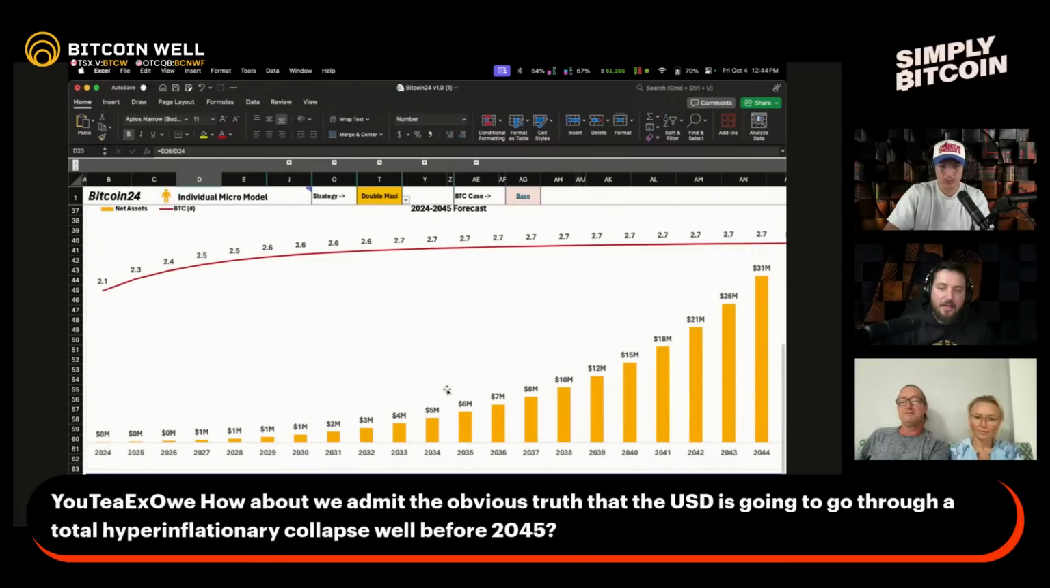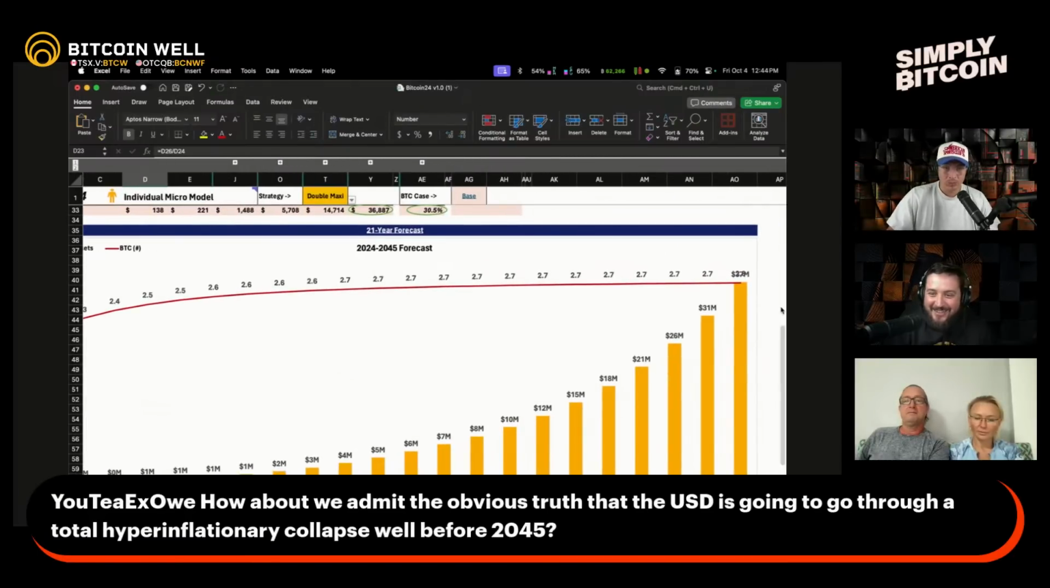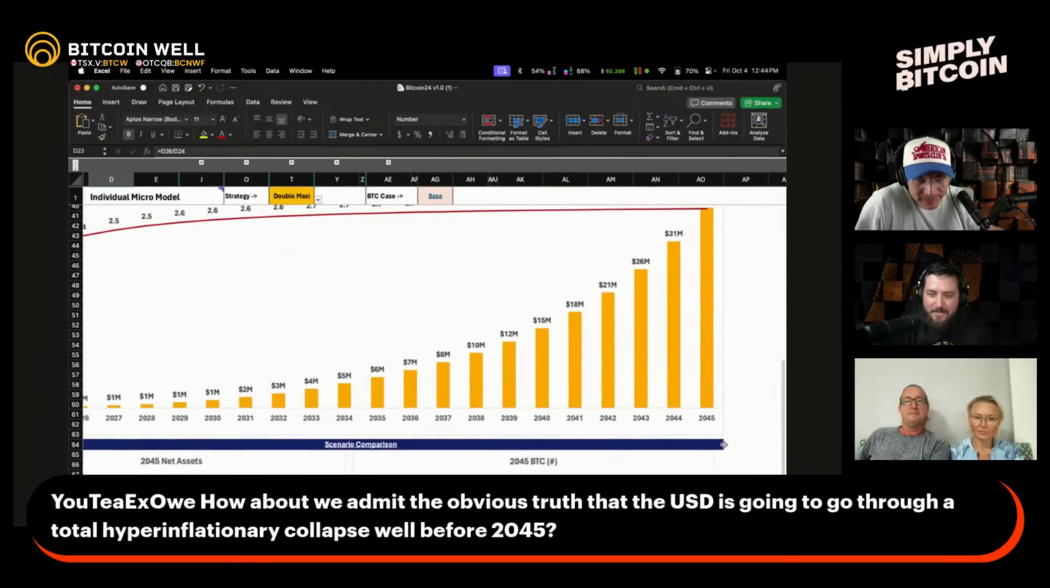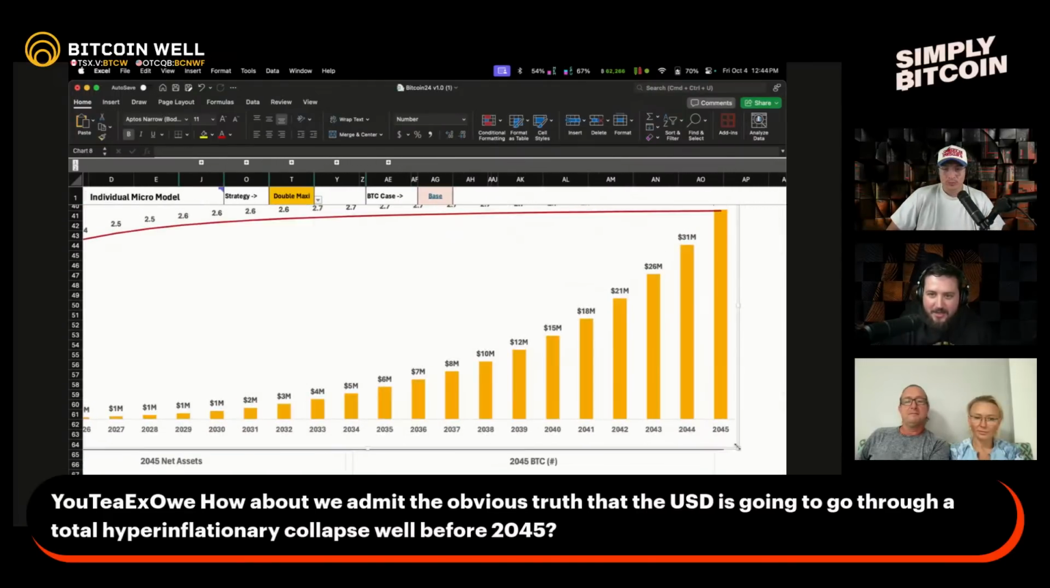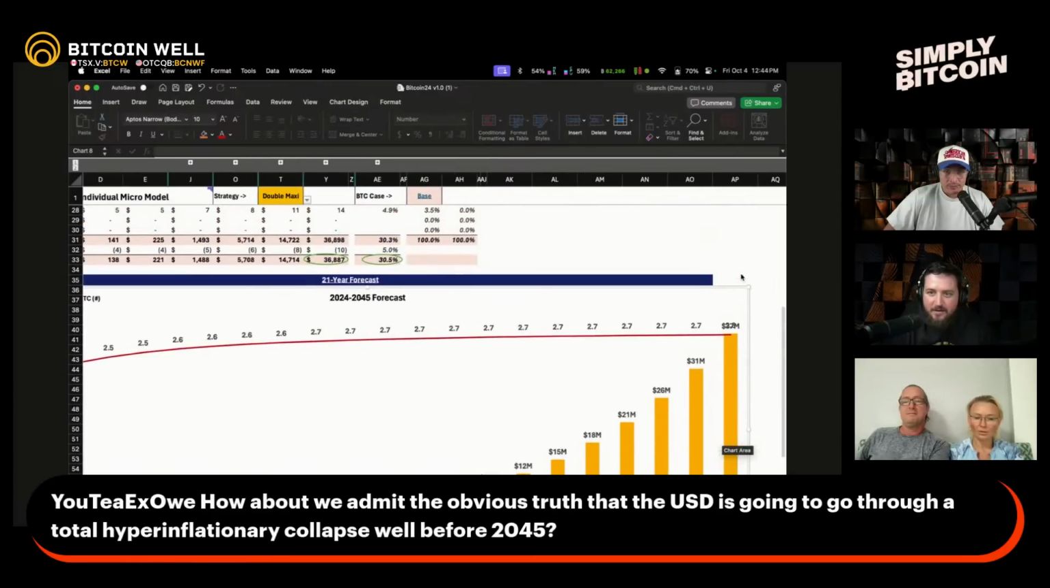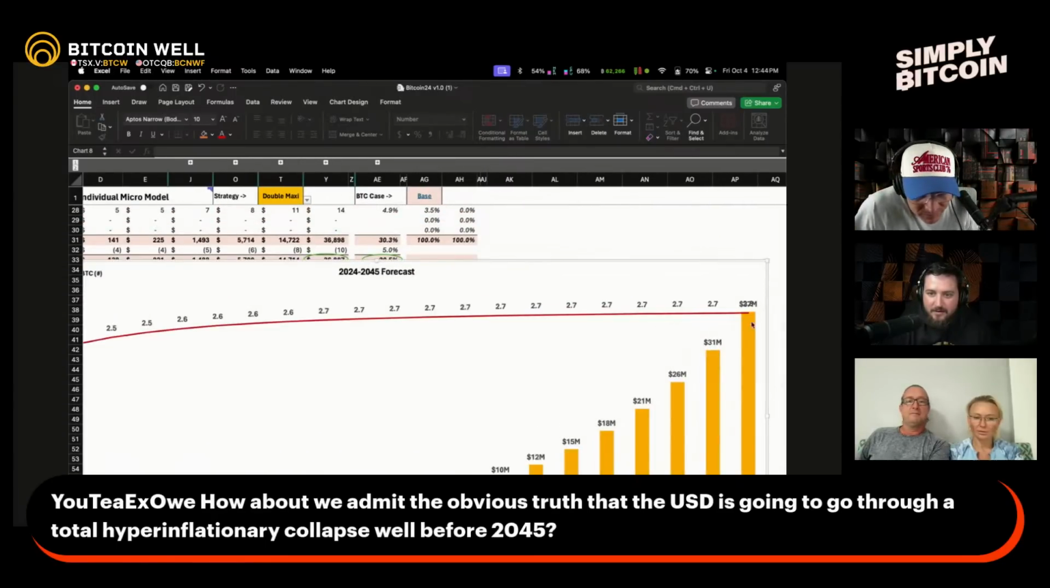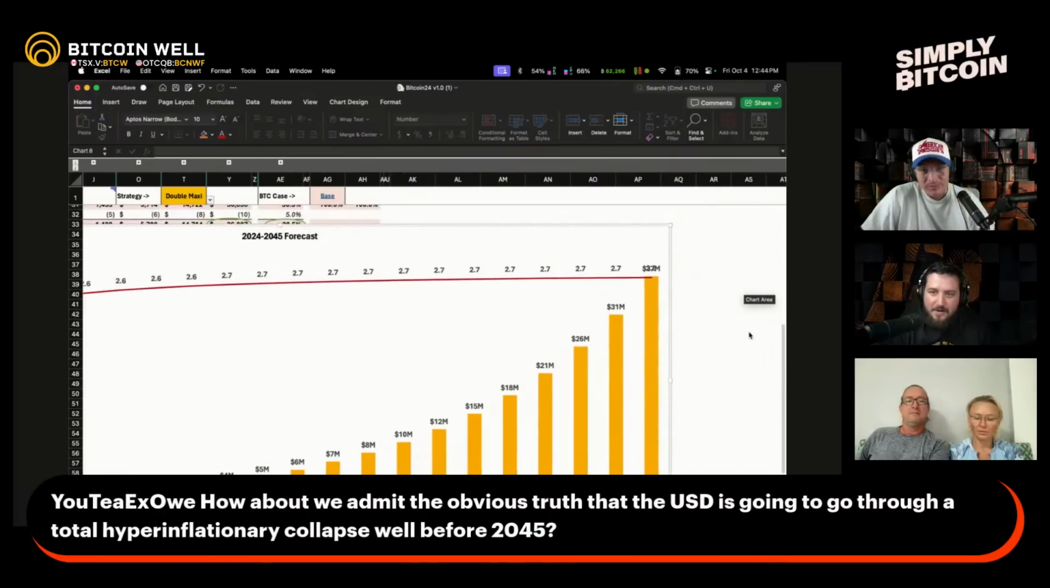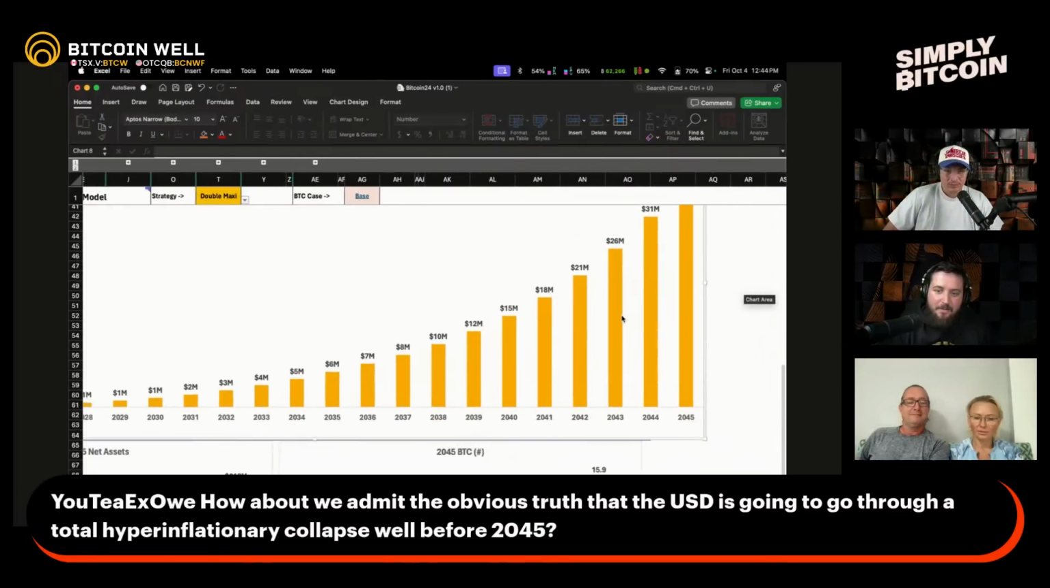Their net worth, however, holy shit, I believe that number is 37. It is cut off a little bit, but let me see if I can make this a little bit bigger, actually. No, it's cut off, unfortunately. But 31 million by the year 2044. That is nuts, dude.